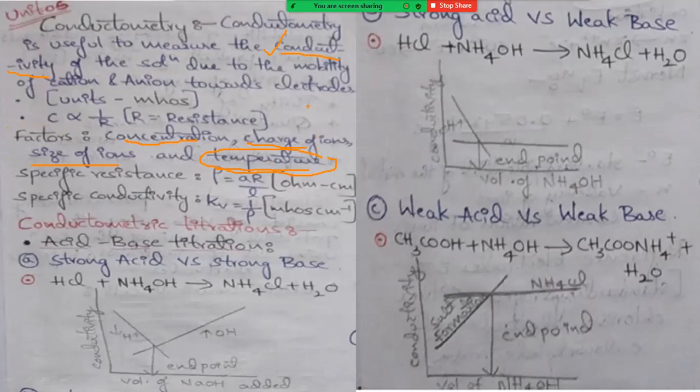What are the units of conductivity? Conductivity is measured in mhos. There is a relationship that conductivity is inversely proportional to resistance. That's why resistance has the units of ohms. So conductivity has mhos, and resistance is measured in ohms.